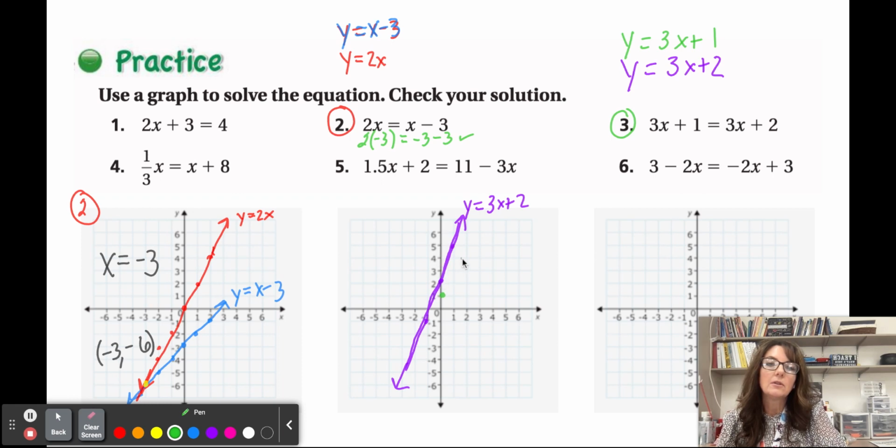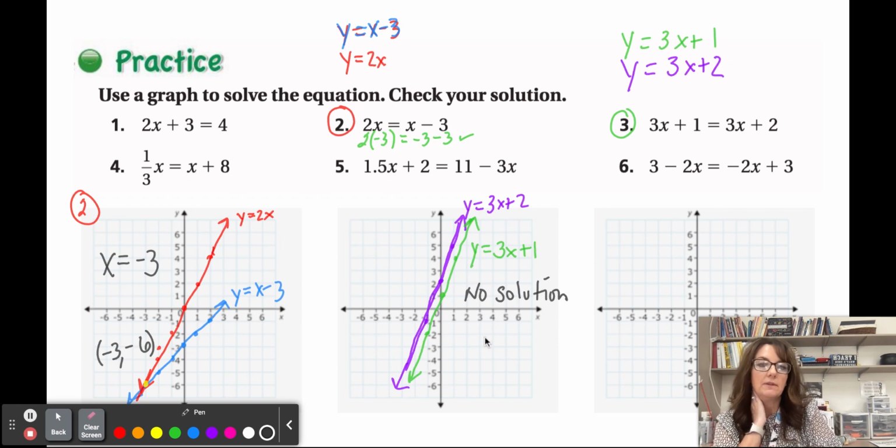All right. They run parallel to each other, but they never touch. Okay? And the green line is y is equal to 3x plus 1, and no solution.